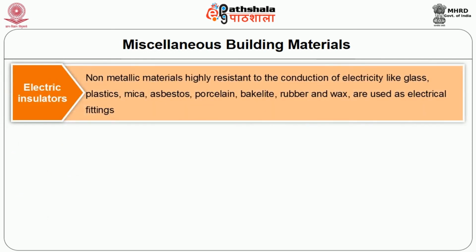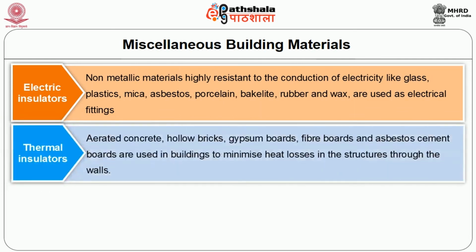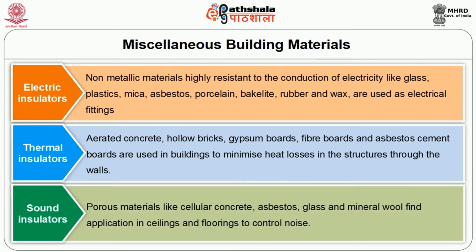Electric insulators are non-metallic materials which are highly resistant to the conduction of electricity, like glass, plastics, mica, asbestos, porcelain, bakelite, rubber and wax, and are used as electrical fittings. Thermal insulators such as aerated concrete, hollow bricks, gypsum boards, fiber boards and asbestos cement boards are used in buildings to minimize heat losses in the structures through the walls. Sound insulators, porous materials like cellular concrete, asbestos, glass and mineral wool, find application in ceilings and floorings to control noise.